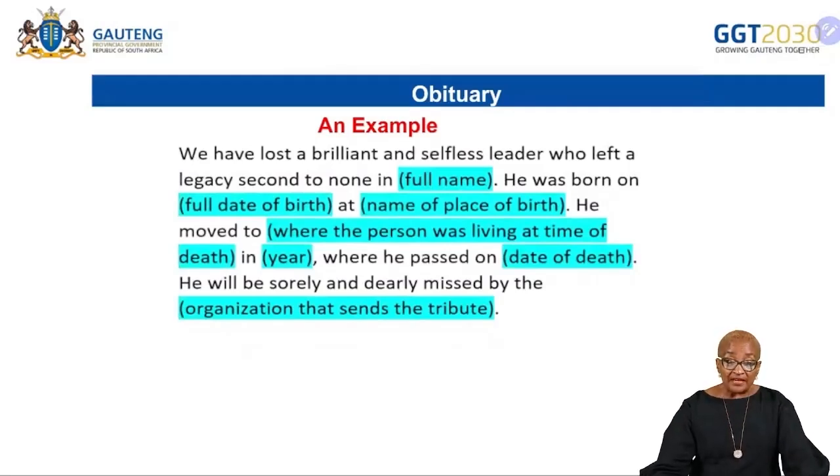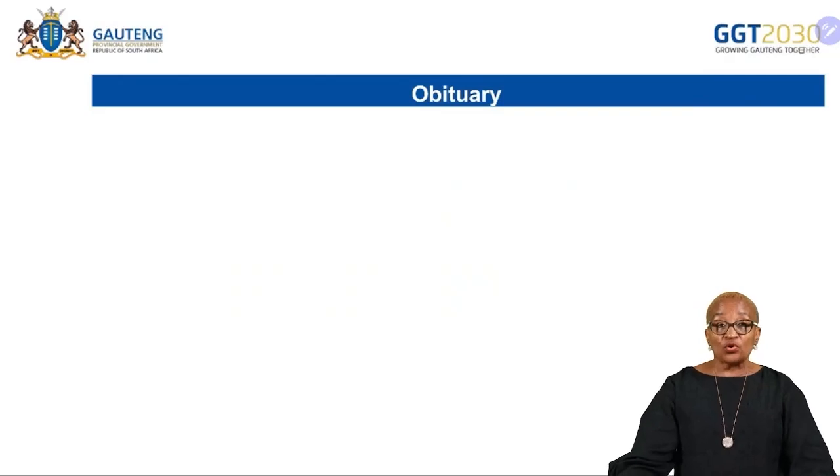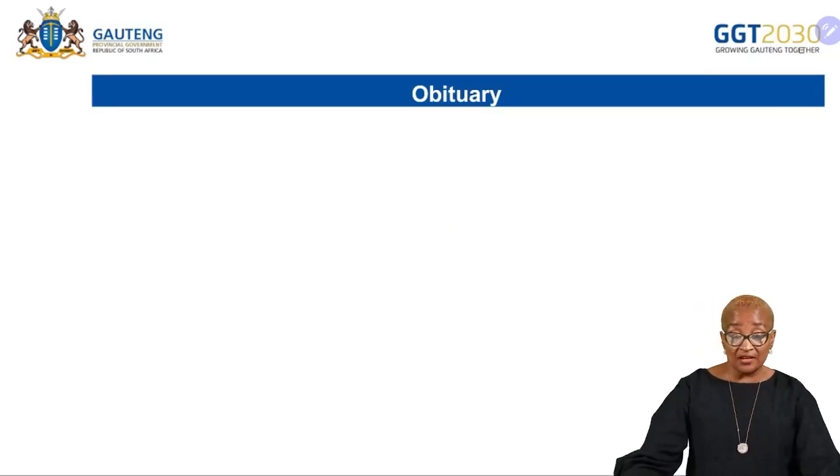We have lost a brilliant and selfless leader who left a legacy second to none in, you write the full name. He was born on, full date of birth, at, that's where you name the place of birth. He moved to Pretoria, for example, in 2022, where he passed on. You also give the date of death. He will be sorely and dearly missed by the organization that sends the tribute. So you will also put the name of the organization there.